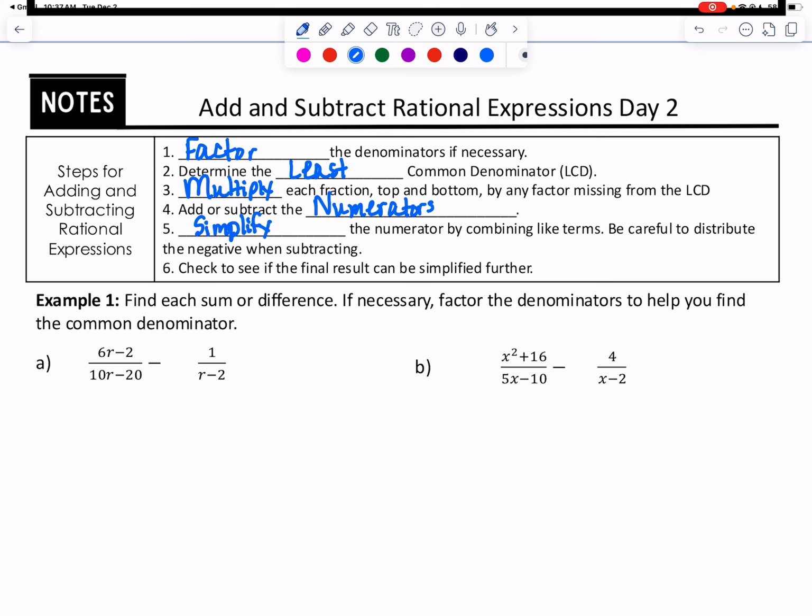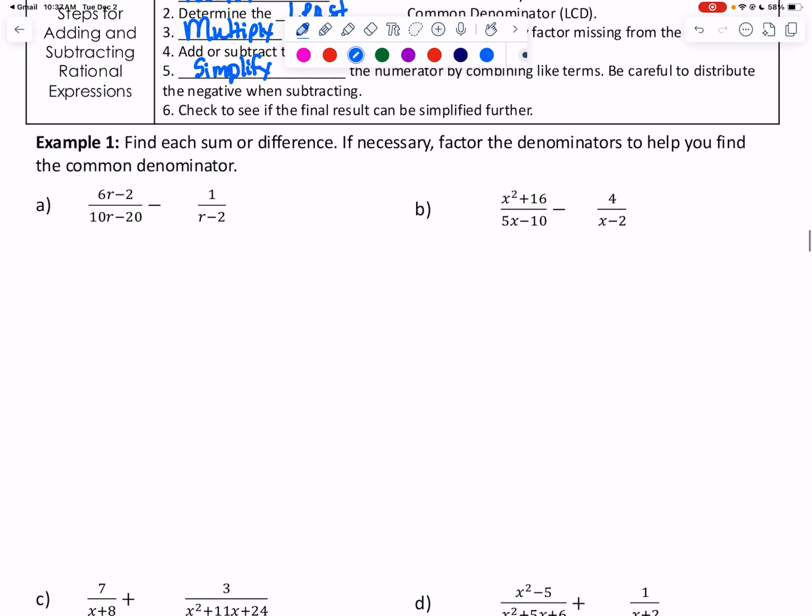the numerator by combining like terms. Be careful to distribute the negative when subtracting. And step 6, you'll check to see if the final result can be simplified further. Sometimes when you're done, the numerator will factor further and allow you to cancel common terms. So let's look at example 1.